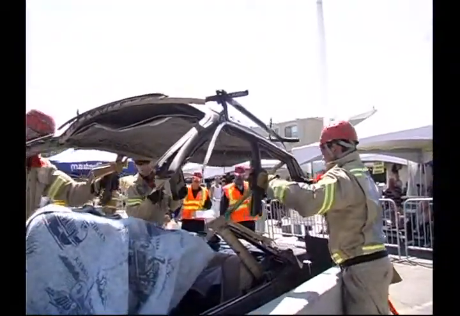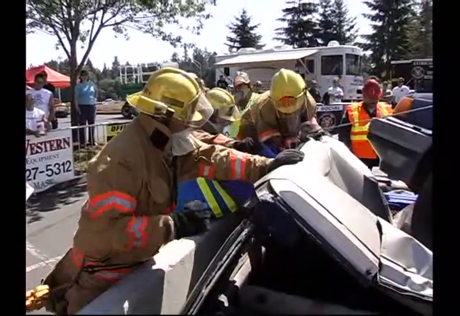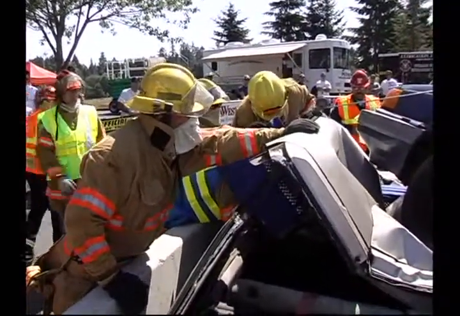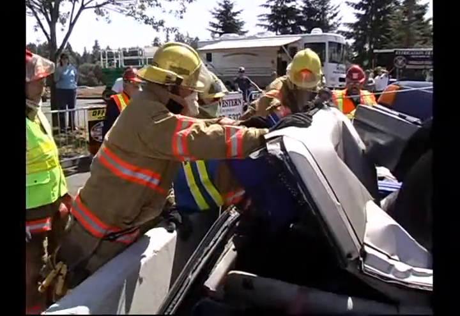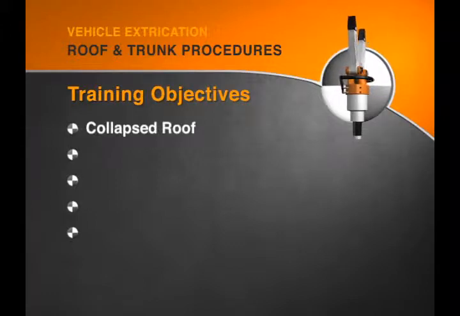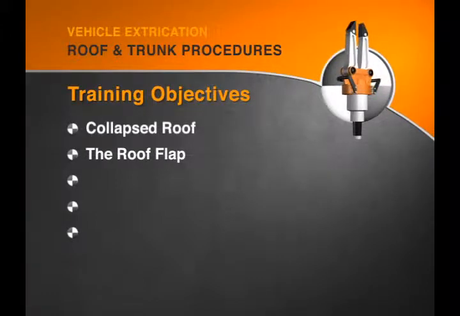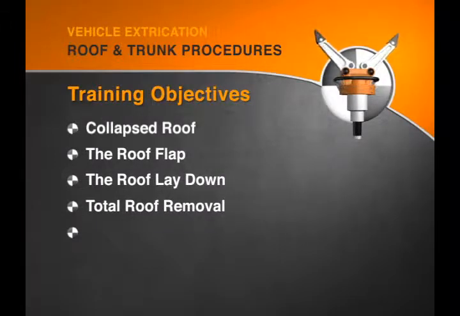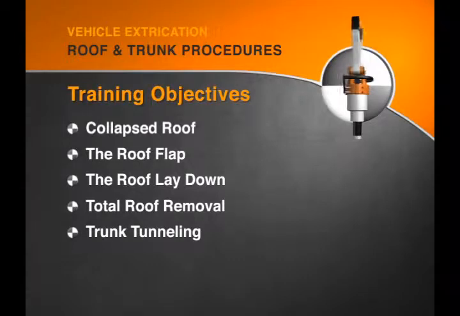Knowing how to perform roof and trunk procedures quickly and safely will help you to access and extricate your patients so they can get the life-saving care they need. In this program, the training objectives are to demonstrate procedures on a collapsed roof, to demonstrate a roof flap, to show how to lay down a roof, to demonstrate total roof removal, and to demonstrate trunk tunneling.